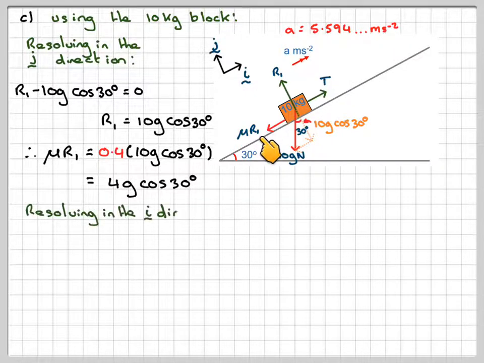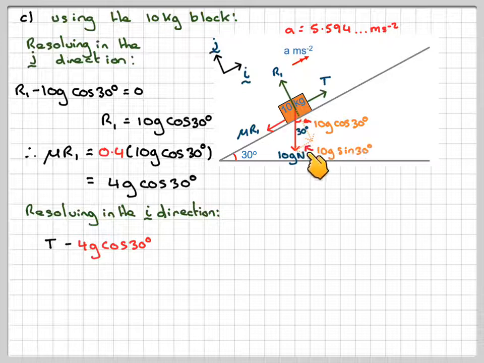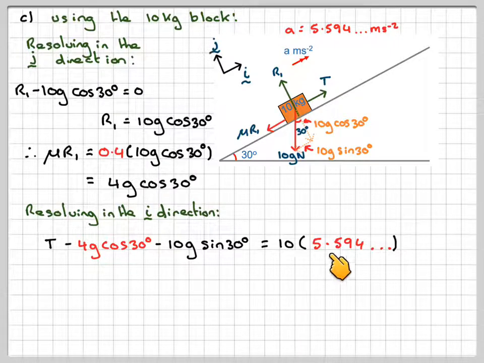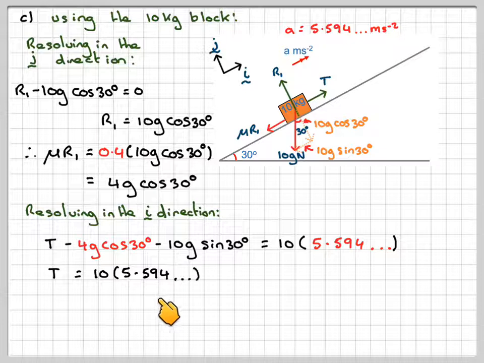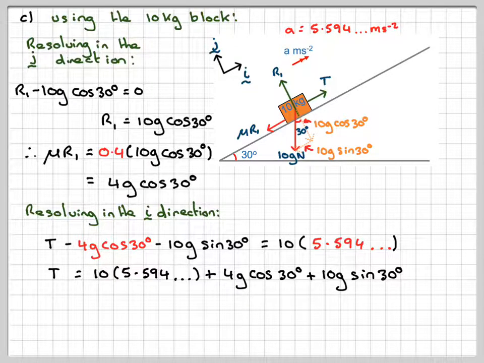Resolving in the i direction, we're going to get T minus 4g cos 30 minus this component of the weight, which is 10g sin 30, and that's going to be equal to 10 times my value of acceleration I calculated up here. Rearranging, this one's quite easy, so that's going to be 10 times 5.594 plus 4g cos 30 plus 10g sin 30.